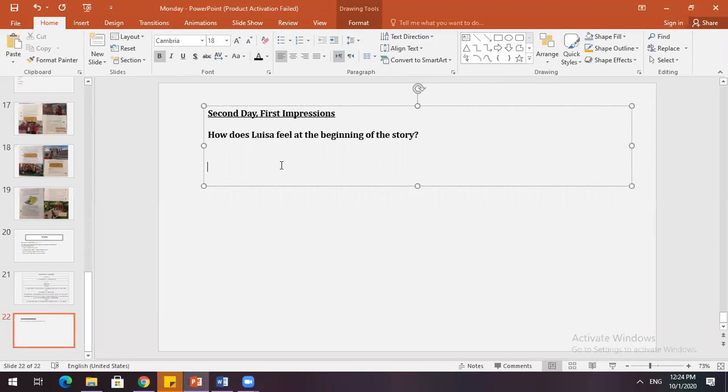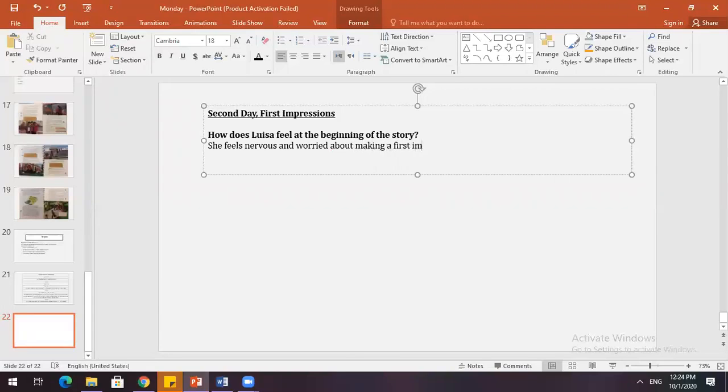Okay. And as time passes, she gets comfortable with them. All right, so she feels nervous and worried about making a first impression. What did we say an impression is, guys? What does it mean? She's worried about making a first impression? Who remembers what an impression is? Yes, Shlok. An impression is a way people think about you, a way you show people at the first time you meet them.